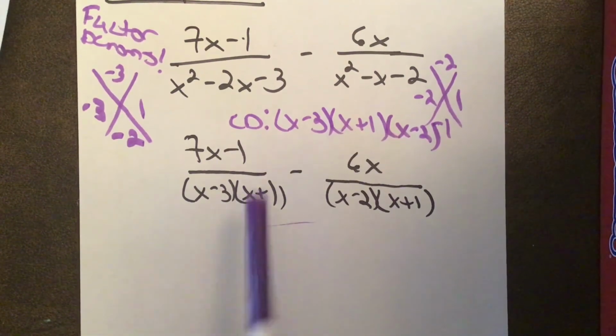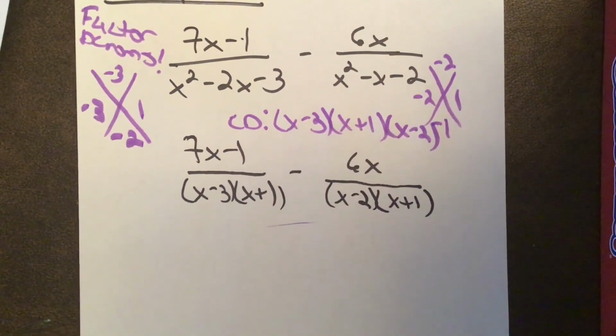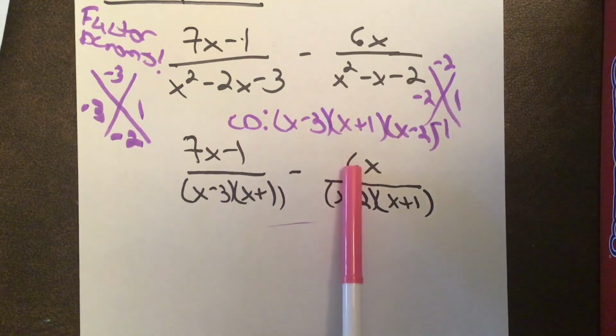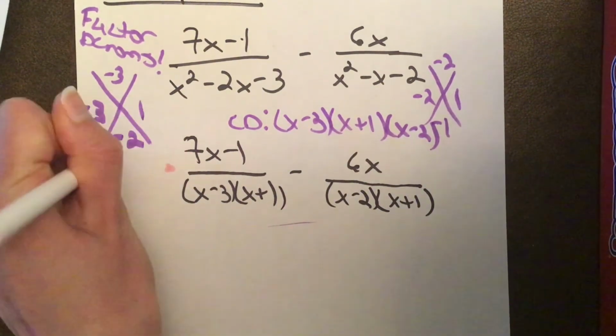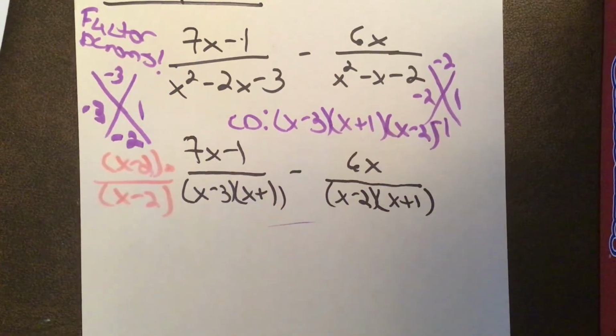All right, so now I've got to get both my denominators so they look like this. They have to match my common denominator. So this denominator has the x minus 3. It has the x plus 1. This guy is missing the x minus 2. So I'm going to multiply him by x minus 2 over x minus 2.